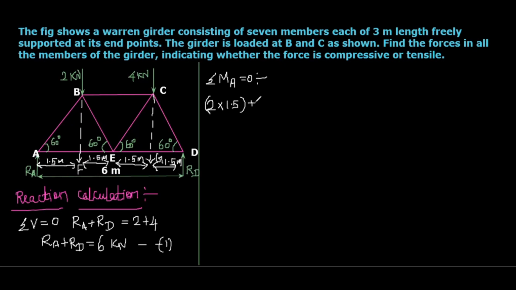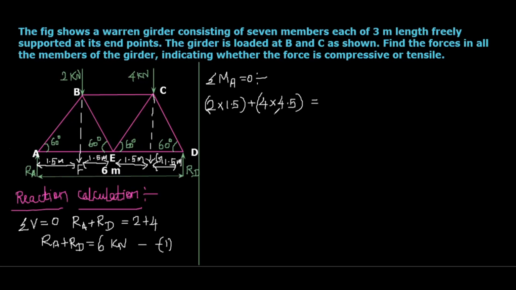Plus this 4 kilonewton is acting at the point G, and the point G is from the reference point at a distance 1.5, 1.5, 1.5, that means 4.5 meters. So this 4 kilonewton multiplied with 4.5. This is also in clockwise direction. So 4 multiplied with 4.5.